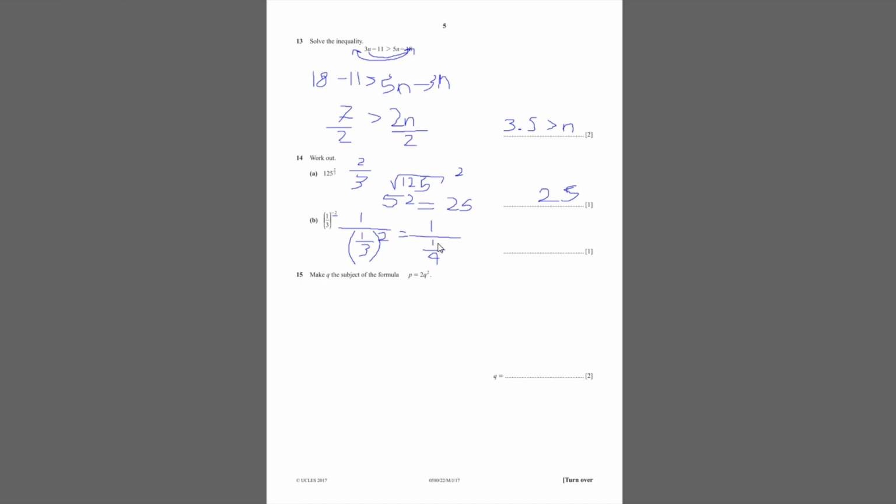1 over 1/9 is actually a simple calculation. How many times does 1/9 go into 1? Simply put, it's 9. And that's our final answer for 14b.